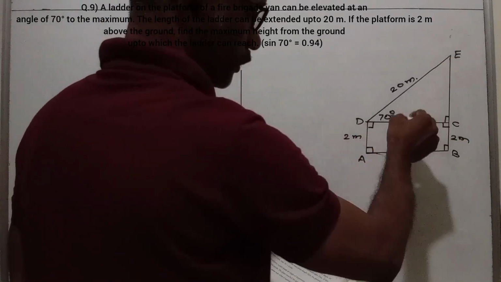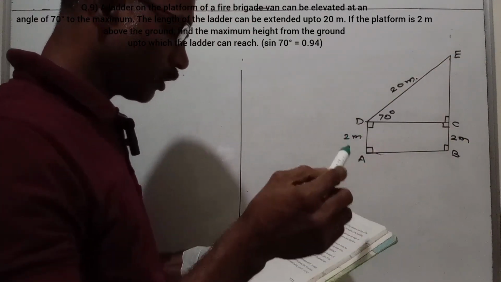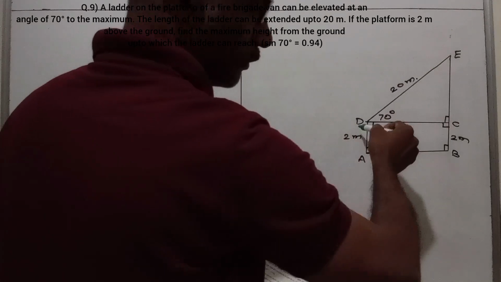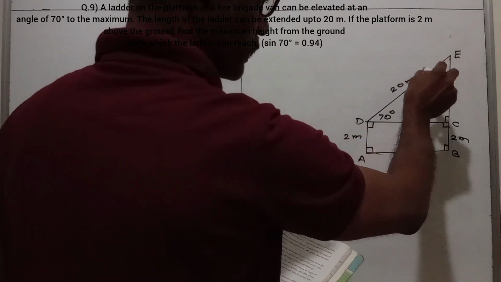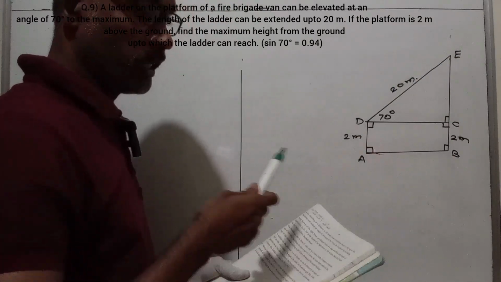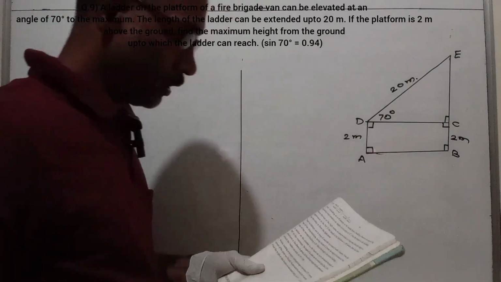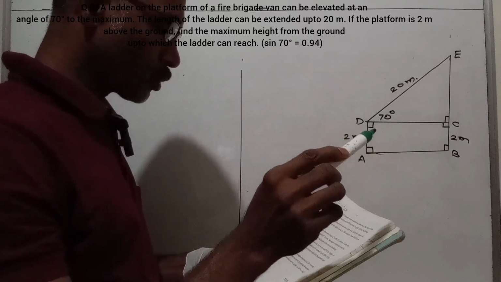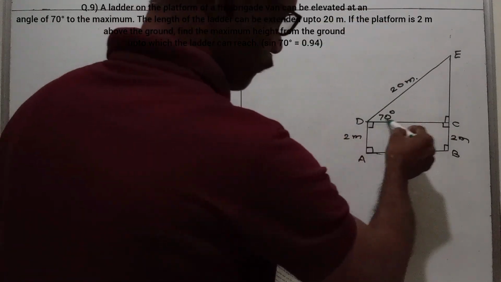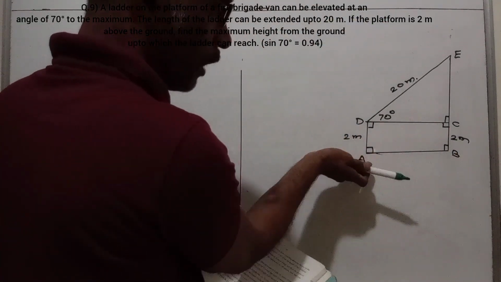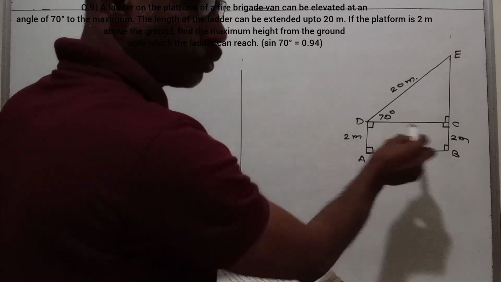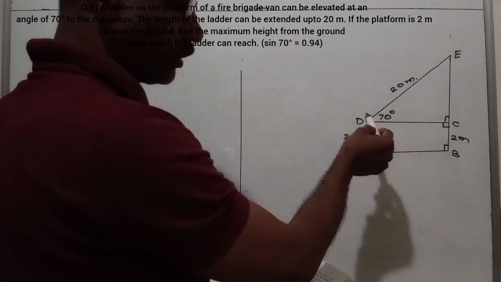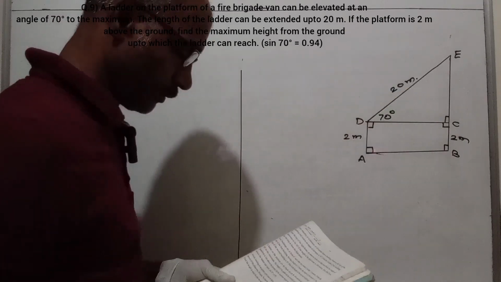This is the angle of elevation. The length of the ladder can be extended up to 20 meter. This is the ladder, and the length of this ladder is 20 meter. If the platform is 2 meter above the ground, this platform above the ground is 2 meter.